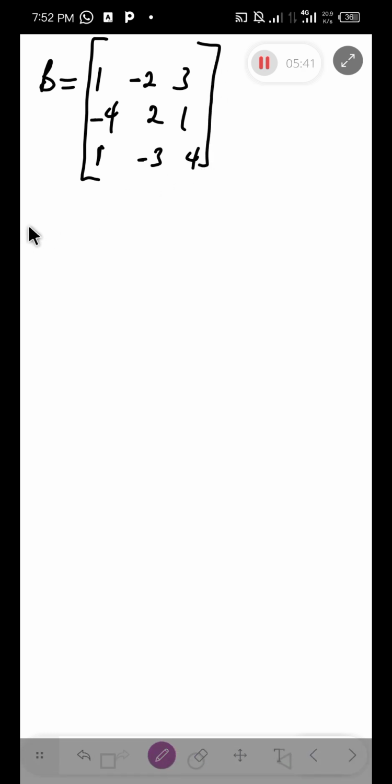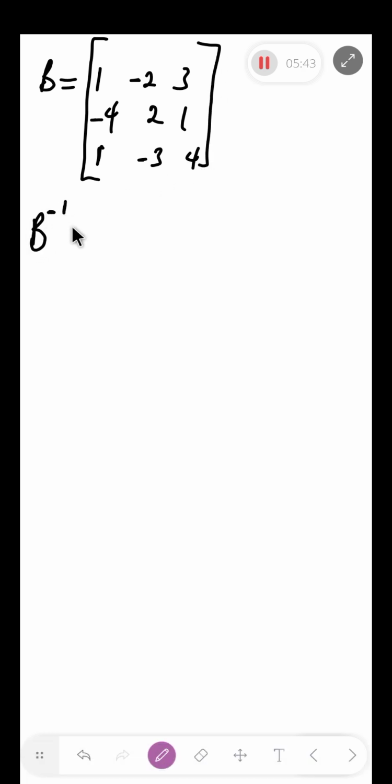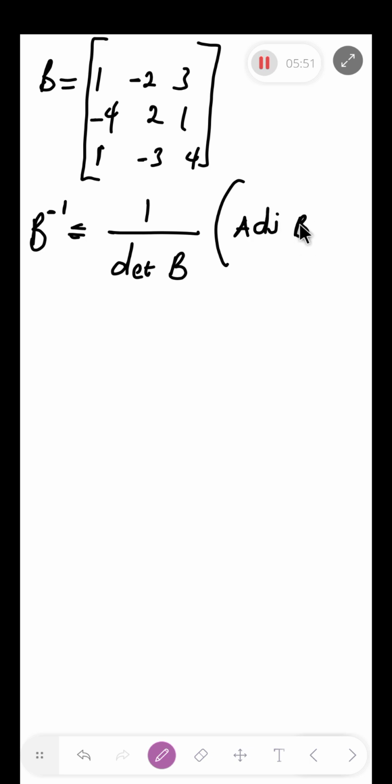Now, how do you find the inverse of a 3 by 3 matrix? It's still the same process. 1 over the determinant of matrix B, times the adjoint of matrix B. Now, the problem is, we know how to find the adjoint of a 2 by 2 matrix. Suppose it's just 2 by 2, you know what to do. You swap this left to right, and you leave this right to left.